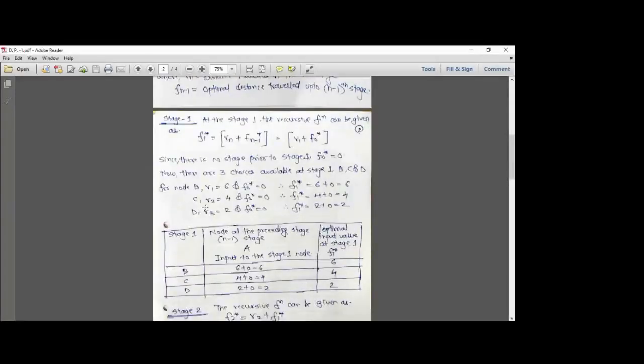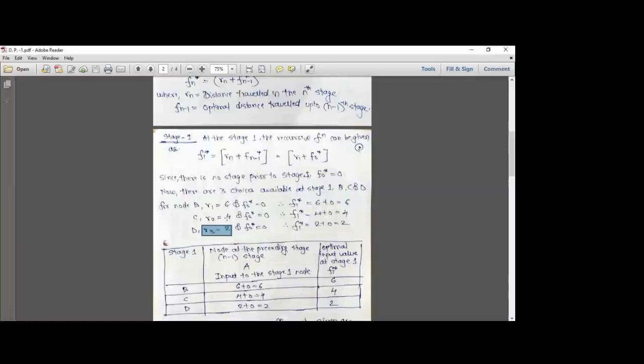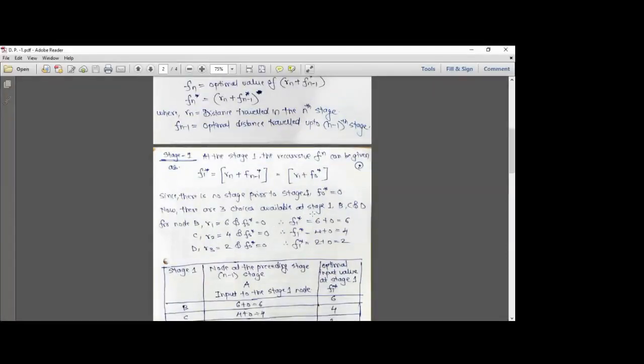There is one mistake again here. I'll correct that mistake. These are not R2, R3. This is R1 only. All these are R1 values only. By mistake I wrote R2 and R3. So for C, the R1 value is 4, and for D, the R1 value is 2. If you see, this is 6, 4, and 2, and here also it is 6, 4, and 2. The F0 star value also remains the same. So can I find out the F1 star values for each of these nodes? The R1 value 6 plus 0 is equal to 6.